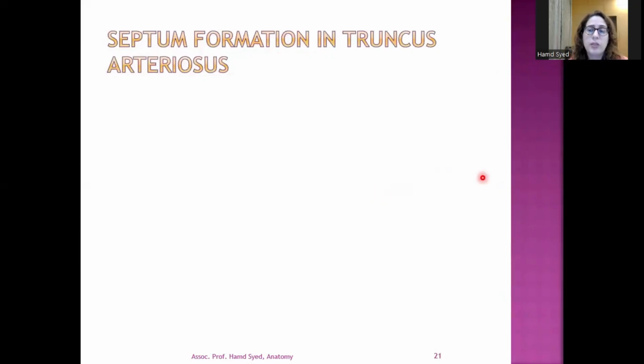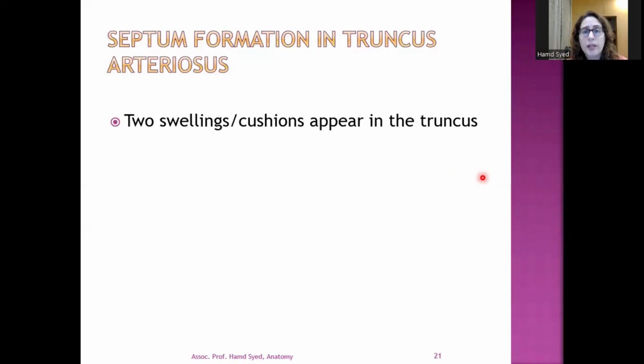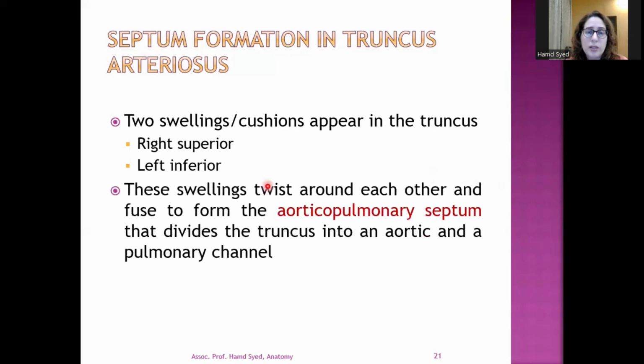Now let's talk about the septum formation in the region which is the truncus arteriosus. This was the uppermost part of the heart tube and also the uppermost or the cranial most part of the bulbus cordis. And in this region, two swellings appear which are known as right superior and left inferior according to their position. These swellings will twist around each other and fuse to form the aorticopulmonary septum.